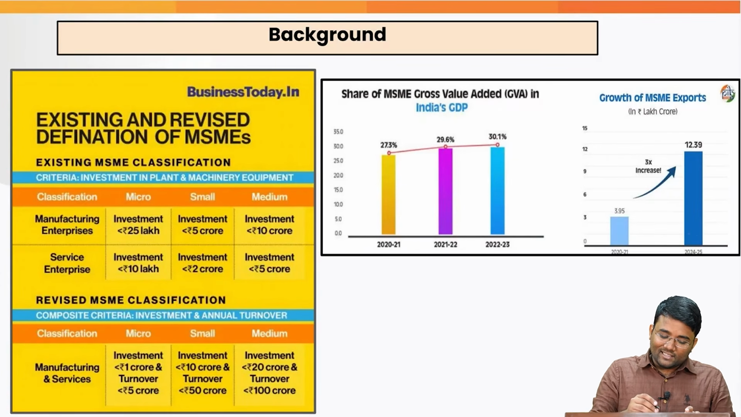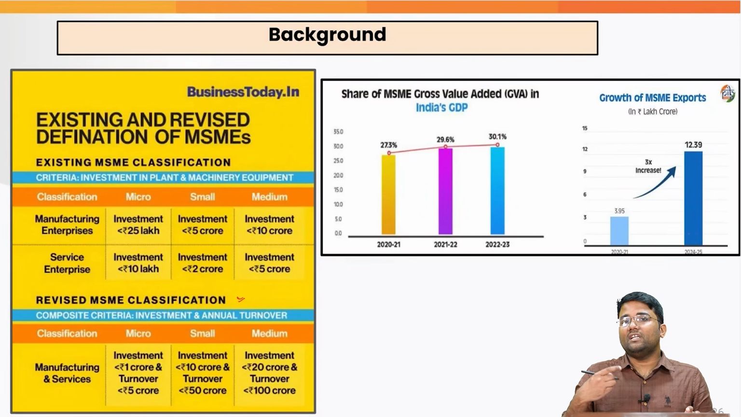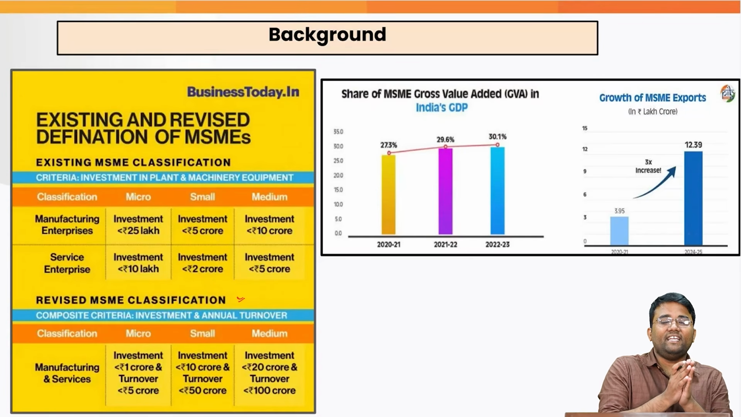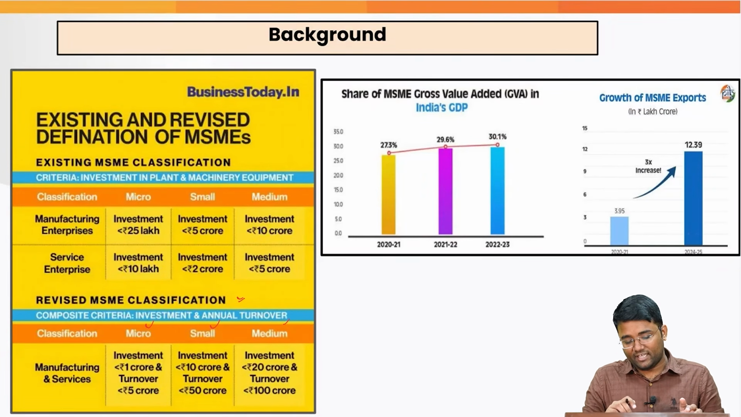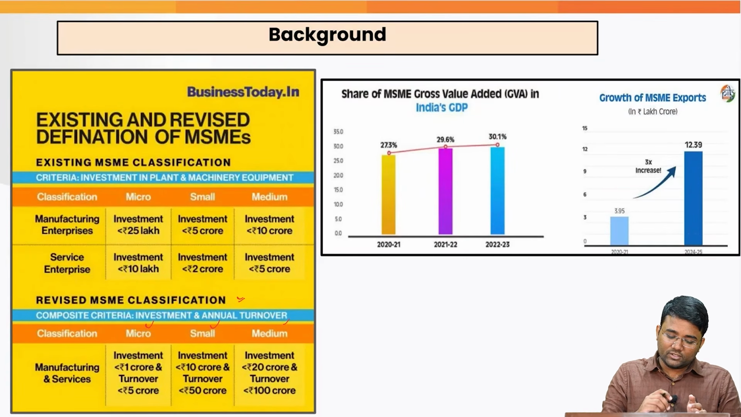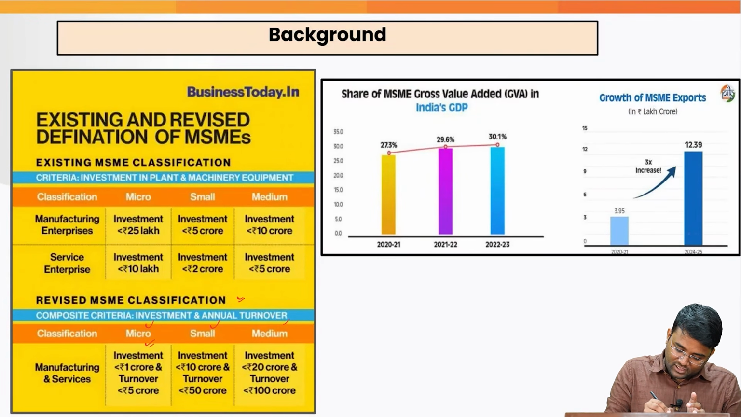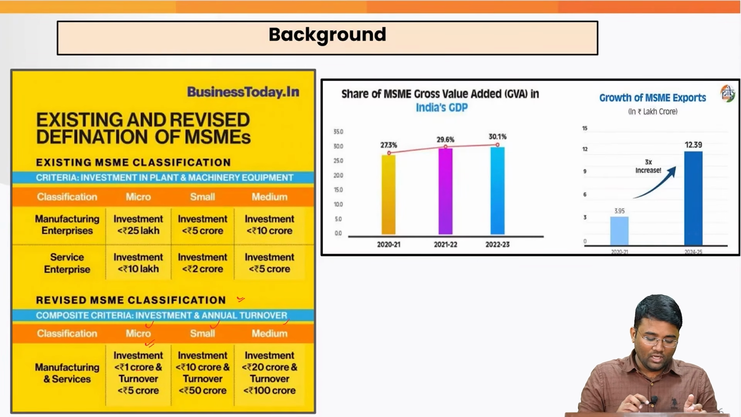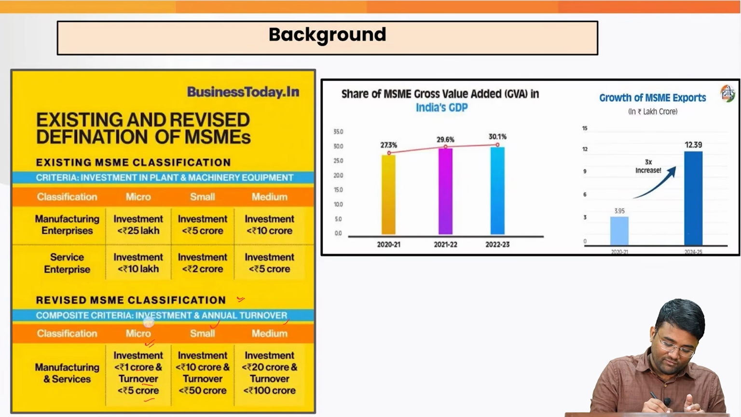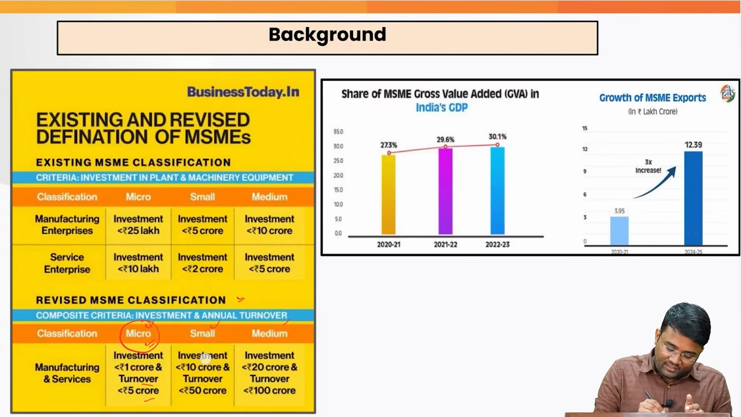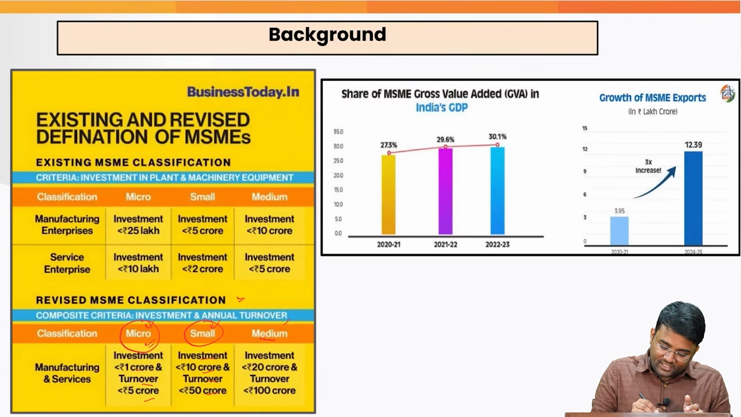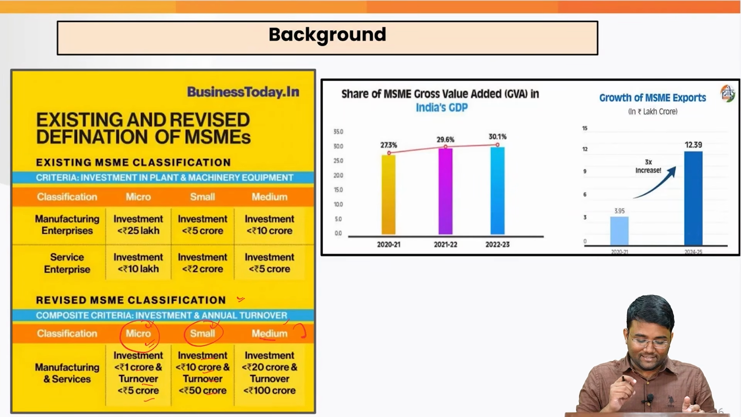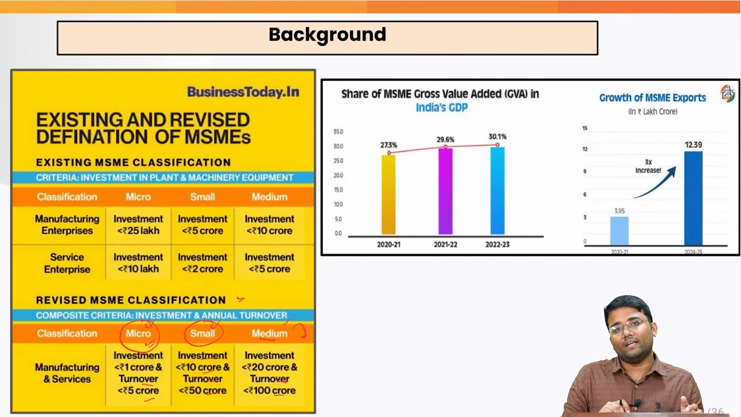So recently the MSME criteria has been revised. That is, what is the criteria based on which any company can be called a micro, small or medium enterprise. The change that was done in the budget: if the investment is less than 1 crore and turnover is less than 5 crore, that will be called a micro enterprise. If the investment is less than 10 crore and turnover is less than 50 crore, that will be called a small enterprise. And the medium enterprises will be those where the investment is less than 20 crore and turnover is less than 100 crore.